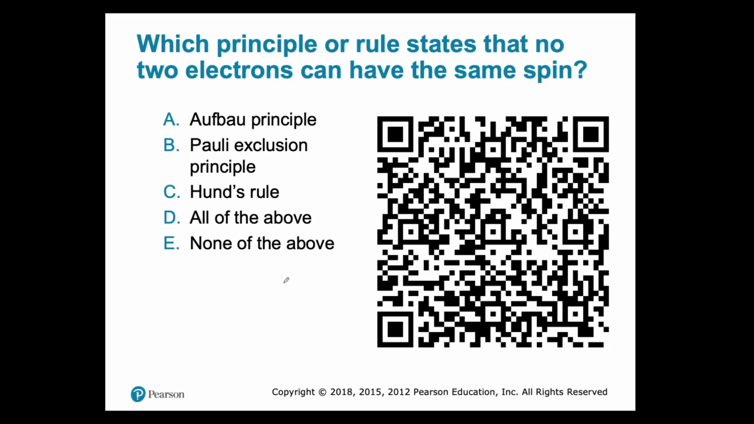Which principle states that no two electrons can have the same spin? I can give you a little bit of leeway here because I told you not the same direction, right? But the technical term is not the same spin, because electrons either spin up or they spin down. And so the Pauli exclusion principle, which is B, says that no two electrons in the same orbital can have the same spin. So good job with that one.